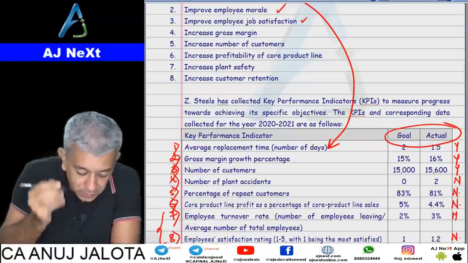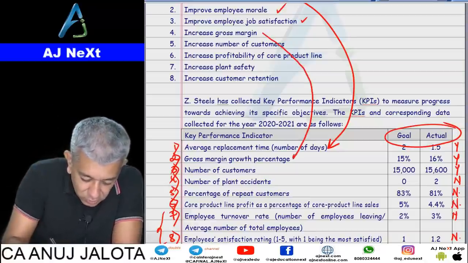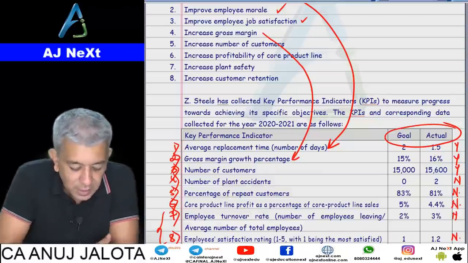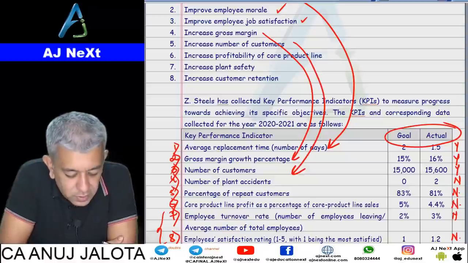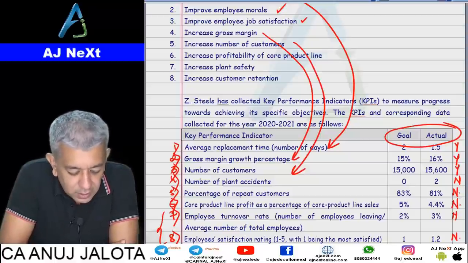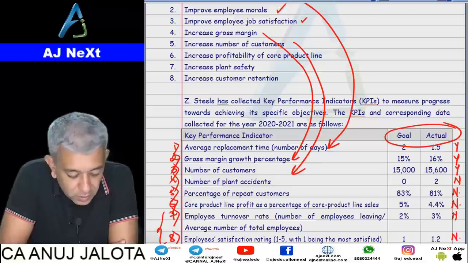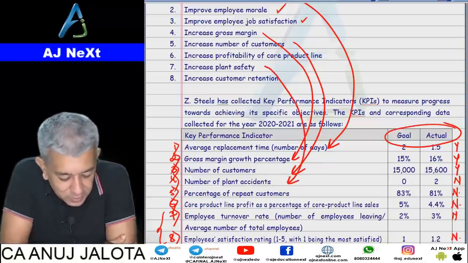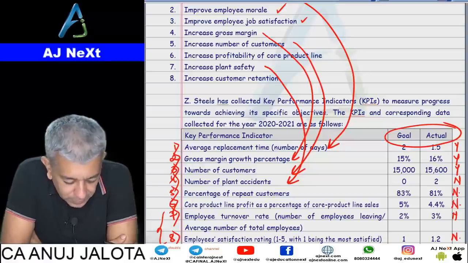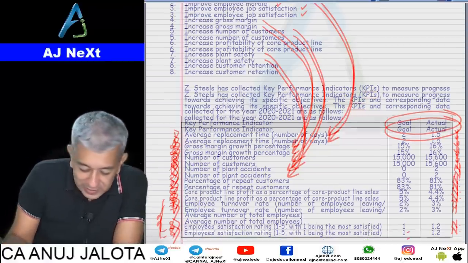इंक्रीज ग्रॉस मार्जिन, तो आई गेस ये वाला चीज तो यहां से मेजर हो जाएगा. इंक्रीज नंबर ऑफ कस्टमर्स, आई गेस ये वाला चीज तो यहां से मेजर हो जाएगा. ठीक है, इंक्रीज प्लांट सेफ्टी, वो वाला चीज नंबर ऑफ प्लांट एक्सीडेंट से मेजर हो जाएगा. ठीक है, मैं एक काम करूं, दैट बी स्लाइटली बेटर फॉर मी.